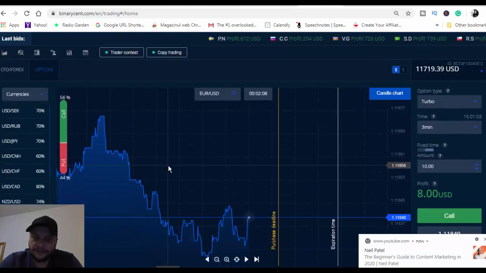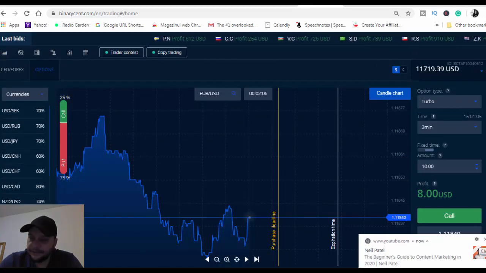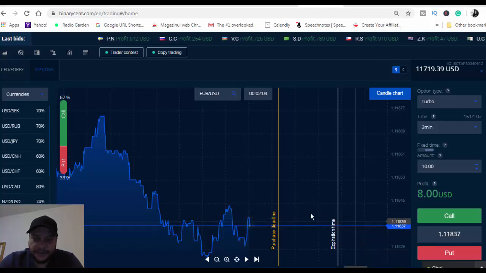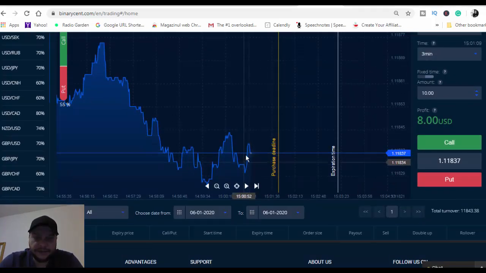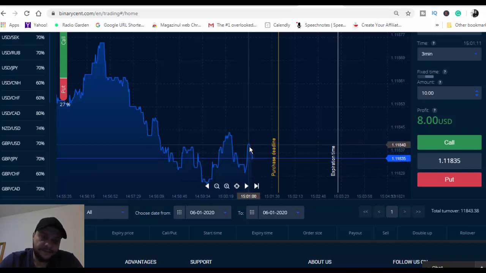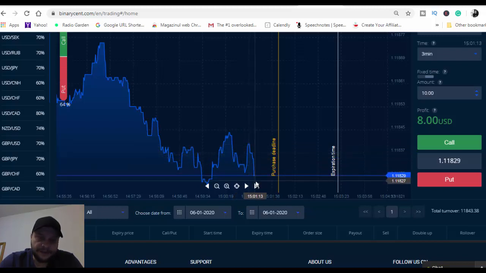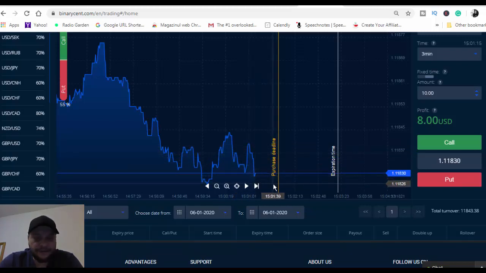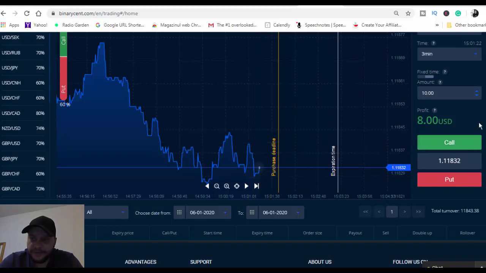We are already here on EUR/USD. Here it's a strong sell, and as you can see we have an uptrend, and now it's going down, but we have to wait for it to go back up, and when it's back up we will make a trade. The amount is now $10, but I will trade $100 and the payout will be 80.